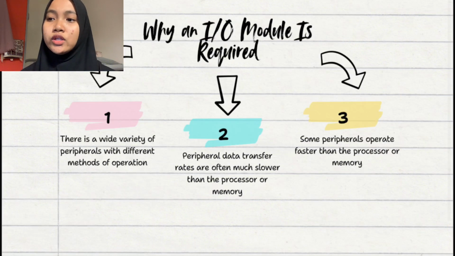Why is an I/O module required? Firstly, there is a wide variety of peripherals with different methods of operation. Second, peripherals' data transfer rates are much slower than the processor or memory. Third, some peripherals operate faster than the processor or memory.